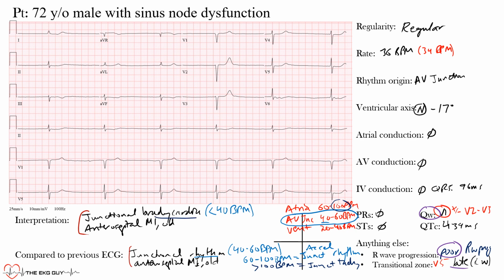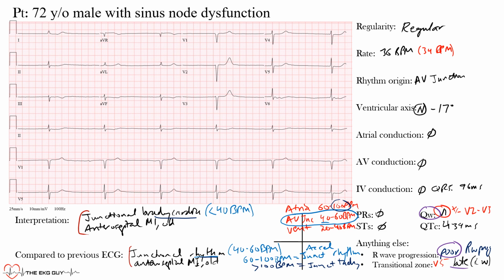A junctional rhythm has that intrinsic rate between 40 and 60 beats per minute. When it goes between 60 and 100 beats per minute, we call that an accelerated junctional rhythm. And then when it goes over 100 beats per minute, we have junctional tachycardia. Okay, so it's just some nomenclature that is sometimes confusing and sometimes worth reviewing.